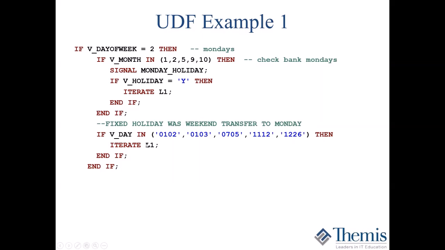This next section, if I'm a Monday and the day is January 2nd or January 3rd or July 5th or November 12th, these are like the days after a holiday. In other words, if July 4th was a Sunday, then I'm going to move the holiday to Monday, right? So in other words, I'm in this block of code where I'm a Monday. I already know I'm a Monday at the top there. If I'm July 5th, and it's a Monday, that means July 4th was a Sunday, and I'm going to transfer the holiday to Monday and iterate.